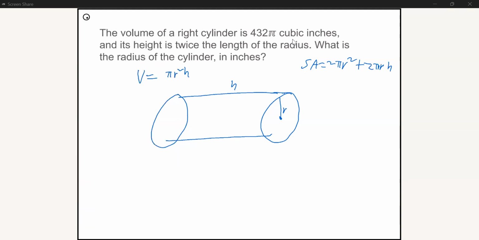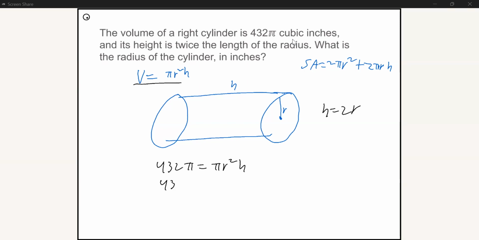So let's look at this question, right? Volume of a right cylinder is 432 pi cubic inches and its height is twice the length of the radius. What is the radius of the cylinder in inches? Okay, great. So we're going to use volume, right? So we'll do 432 pi equals pi r squared h, and it told us h equals 2r. So we'll plug that in.